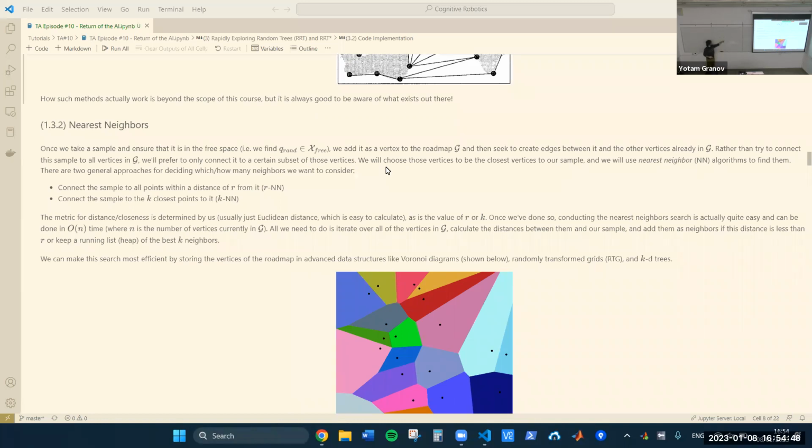That means that for every node, I'm going to connect it to its 3 closest neighbors. So I see that these 3 are the closest, so I'll add edges there. And similarly for here, 1, 2, 3, and so on.